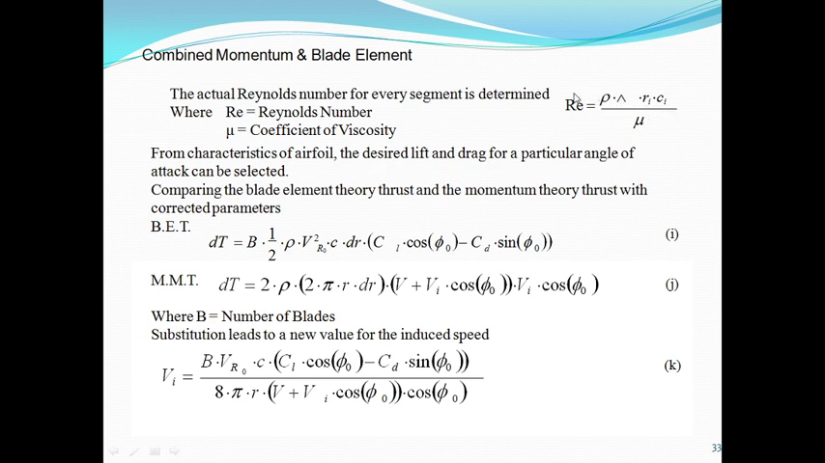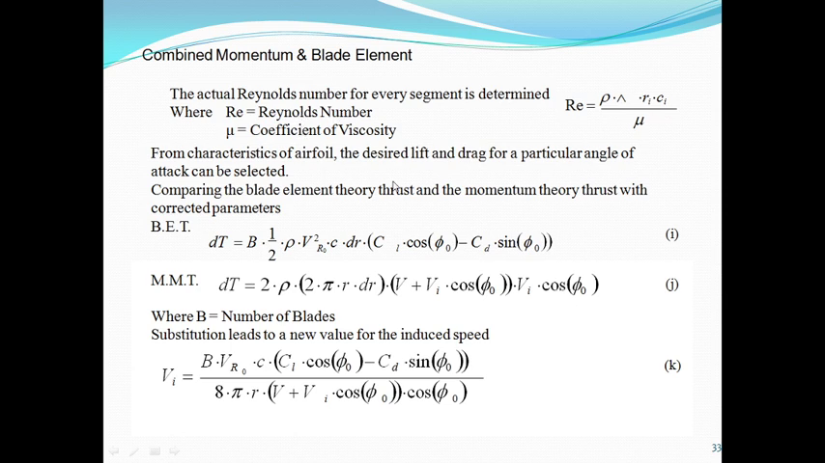And we calculate the Reynolds number based on the chord of each aerofoil. So Reynolds number is equal to rho v d by mu. That's for internal flows, where we take the diameter as the characteristic length, whereas in the aerofoil we will take the chord as the characteristic length. So this is the Reynolds number.